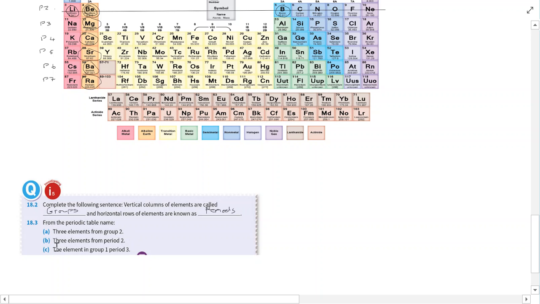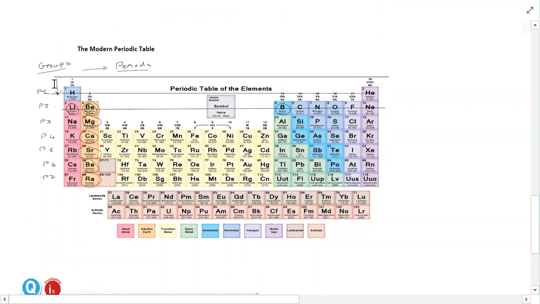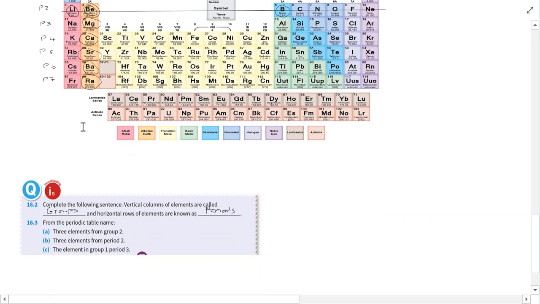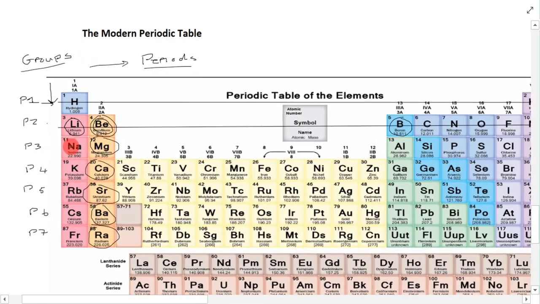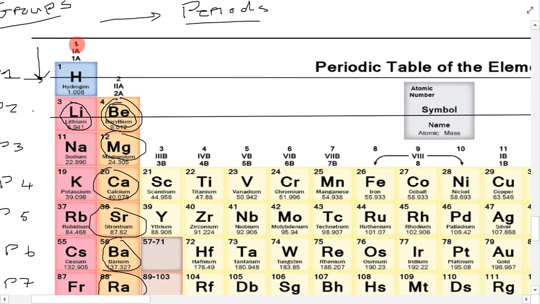Next, the element in group 1, period 3. So if we go down here, this is group 1. It's asking for the group 1 element that's in period 3. So it's going to be this one here. It's going to be sodium. You can see here it's in the first group and it's in the third period. Therefore, it's known as sodium.